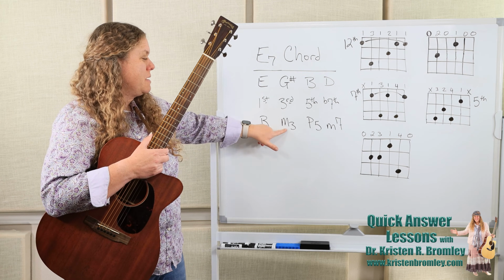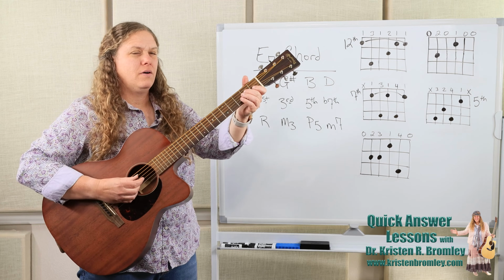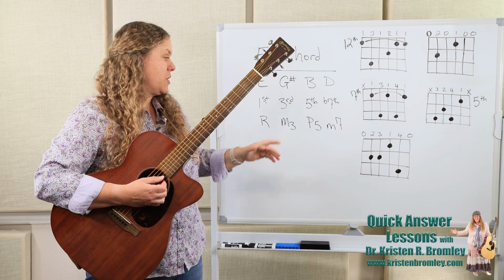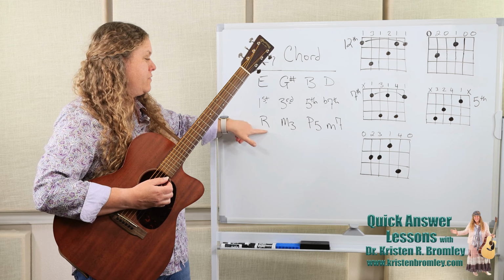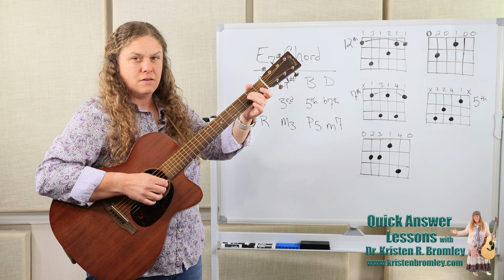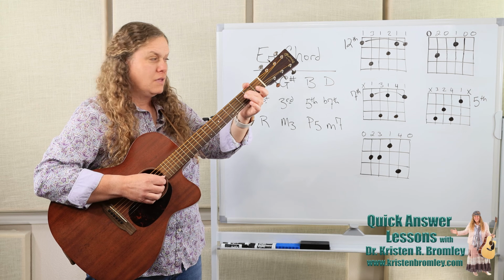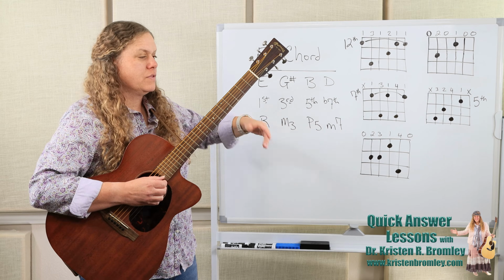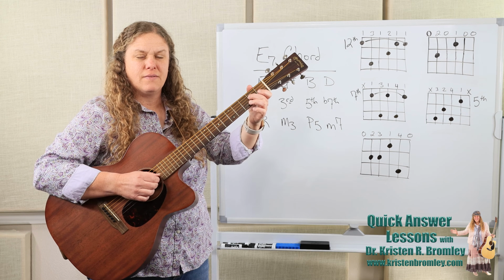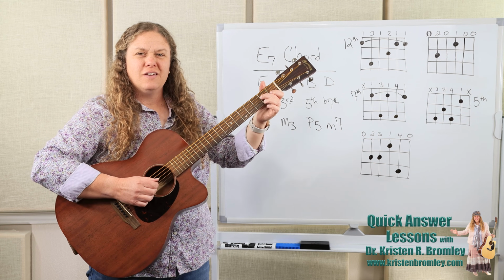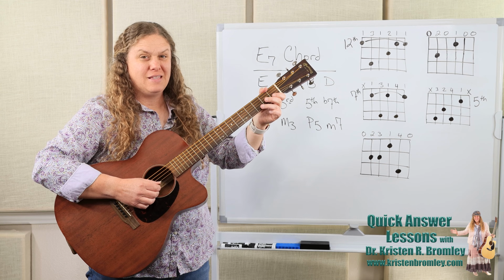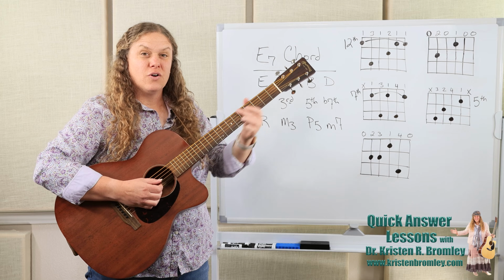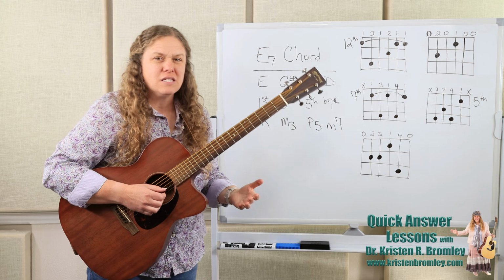The G sharp is a major 3rd above the E. The B is a perfect 5th above the E. And then the D is a minor 7th, or a flatted 7th, above the root. There are two different ways to say that. So E, G sharp, B, and D. E, G sharp, B, D. Those are the pitches in an E7 chord.